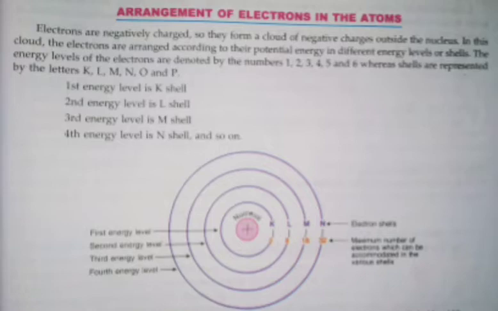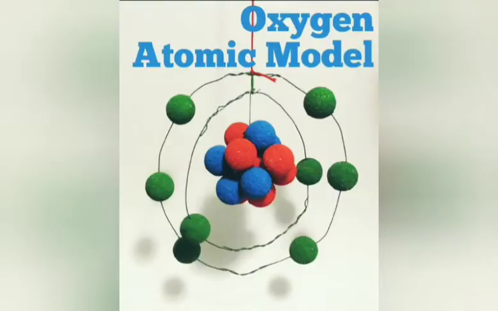Let's understand an example first. This is a model of an oxygen atom. As you know, the number of electrons, protons, and neutrons is 8 in the oxygen atom. Means 8 electrons, 8 protons, and 8 neutrons. So at the center, there are 8 red spheres and 8 blue spheres. These are 8 protons and 8 neutrons.